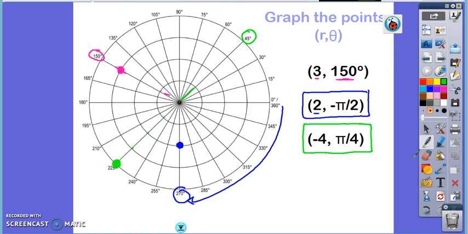There's lots of different ways that we could have named that point. We could have called it negative 3, we could have called it positive 4, negative 3 pi over 4. So every point has multiple ways of writing it.